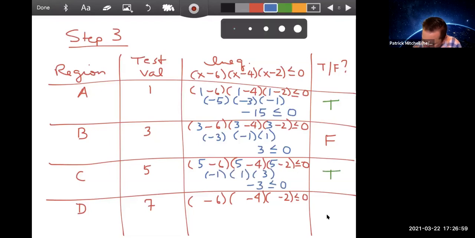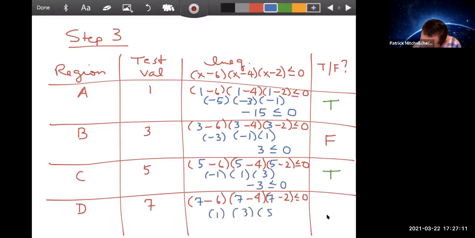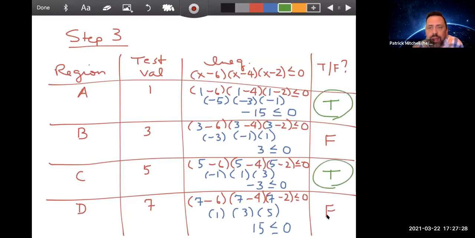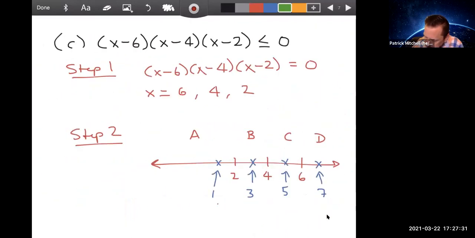And then finally, 7, which gives you 1 times 3 times 5, which is 15. Is 15 less than or equal to 0? No, it is not. So the two regions that are going to be included in the solution set are region A and region C. So let's go back here, color those in. So there's region A, there's region C.